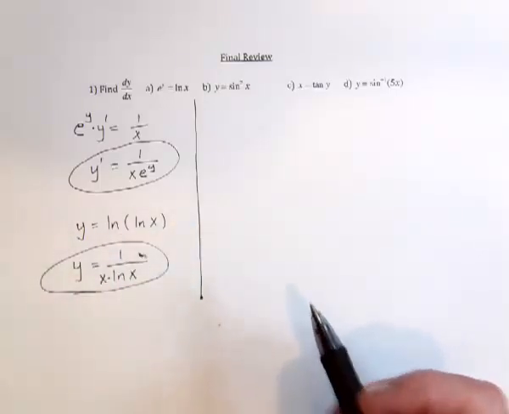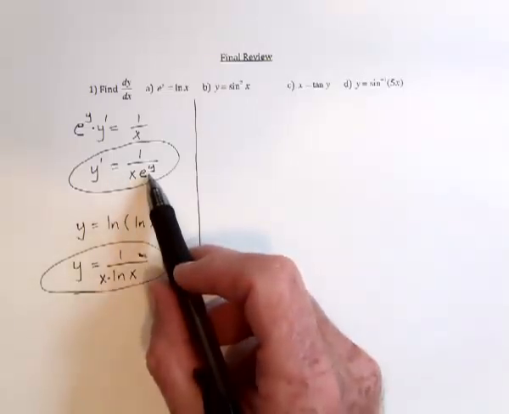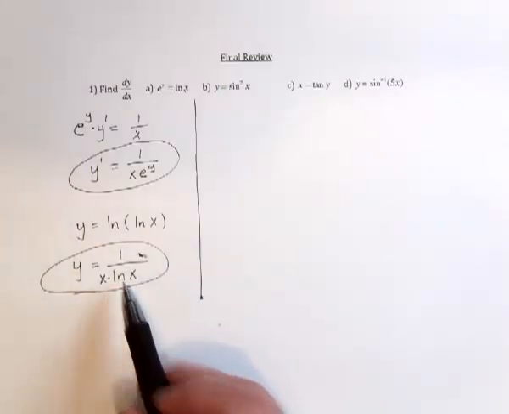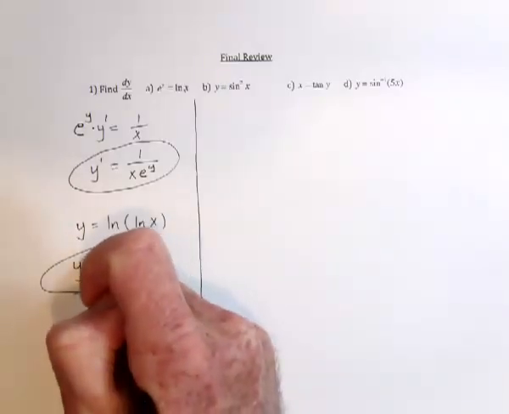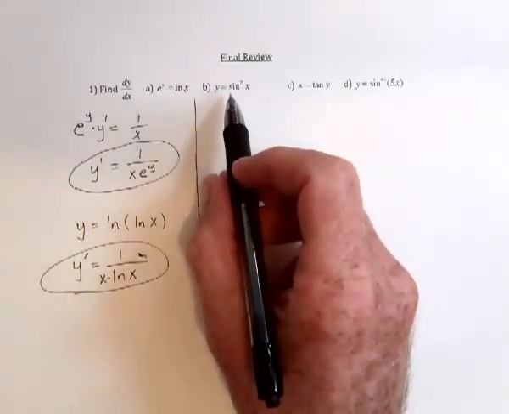And then are they the same thing? So they both have the 1 over x. This one has e to the y, but e to the y is equal to x, so they are the same. Except I forgot to say y prime. I did that. And then for this one, we need to use the chain rule.